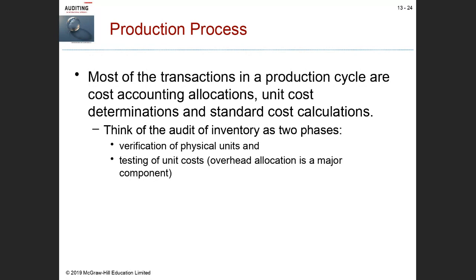So in order to have an accurate inventory, we need to have a system that ensures that we have the number of units properly determined and also the unit costs properly determined. And unit costs, again, keep in mind, consists of not only labor costs and raw materials, but also, of course, manufacturing overhead.